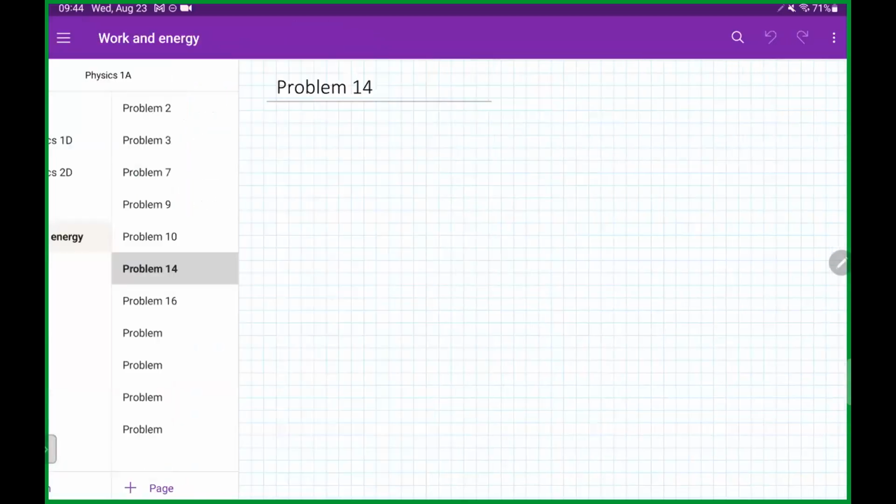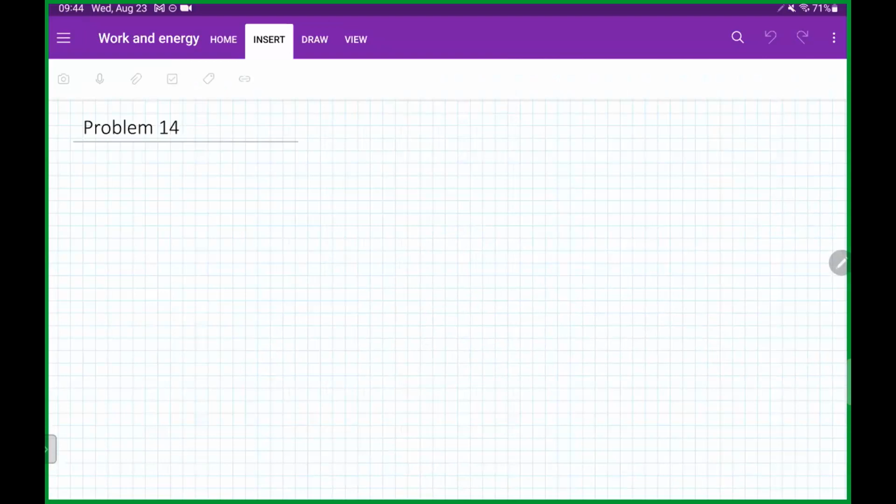Take a look at problem 14. Yes, problem 14, same set, work and energy. Let me read it.